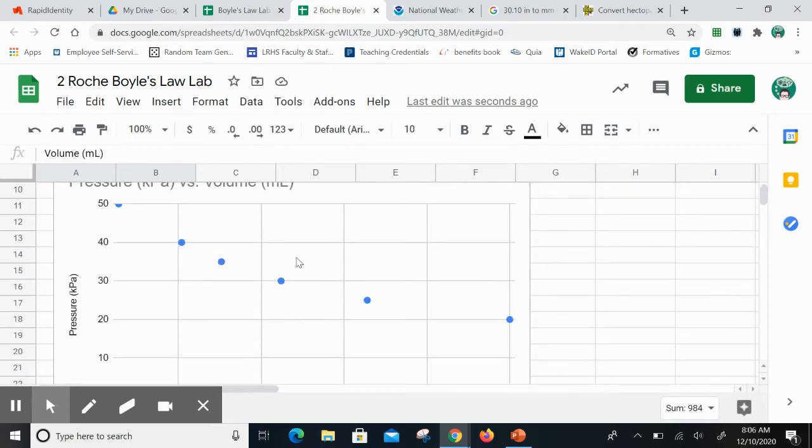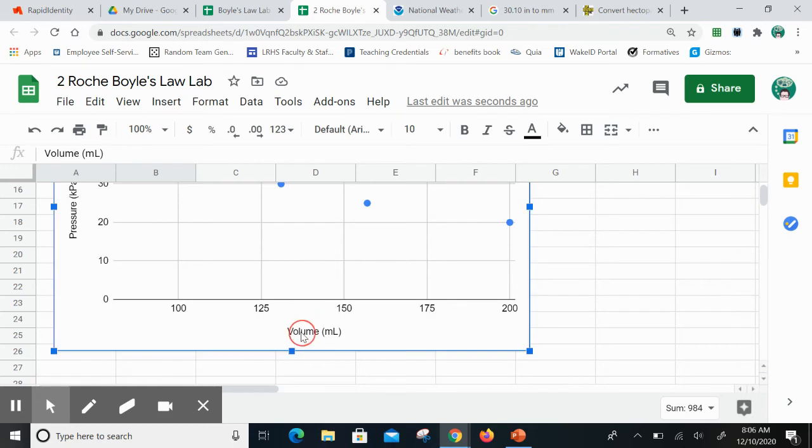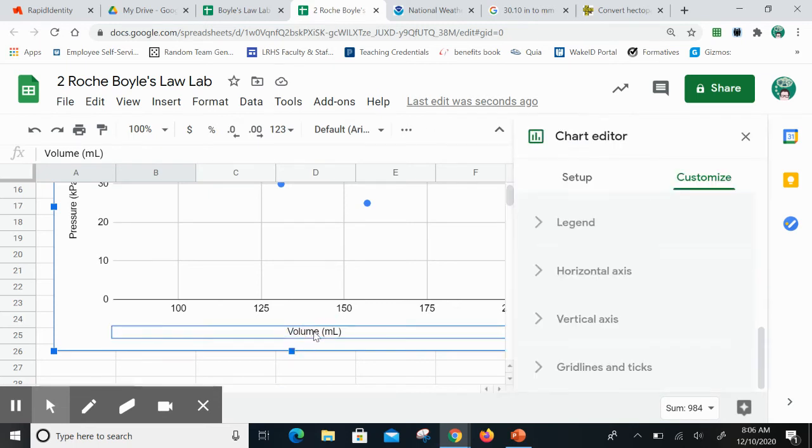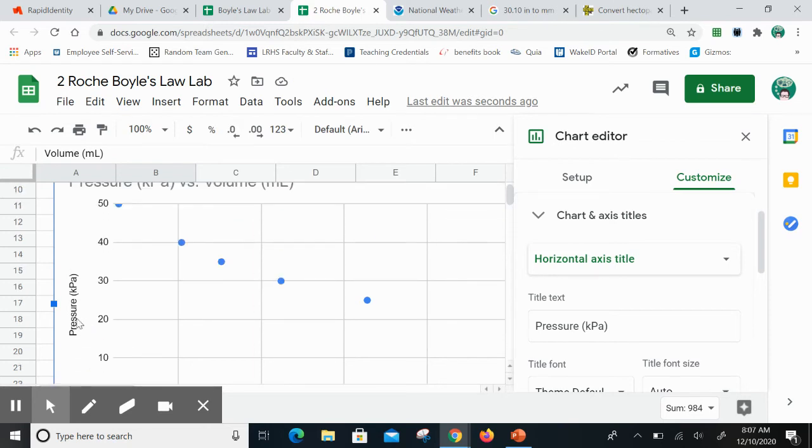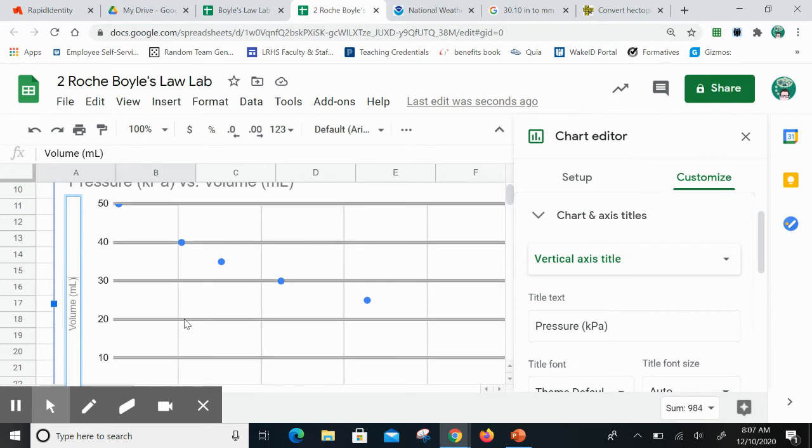The problem is, because it's a computer and it hasn't taken over our lives yet, we have to correct it. It thinks these are still the volume in milliliters. So if you double click that and say, no, silly, that's not volume in milliliters, that's pressure in kPa now. So I did that by just clicking on the words, and then I could literally just change them there. So then this is no longer pressure, it's volume. So I'm going to double click that and say this is now volume in milliliters, because I switched the axes.